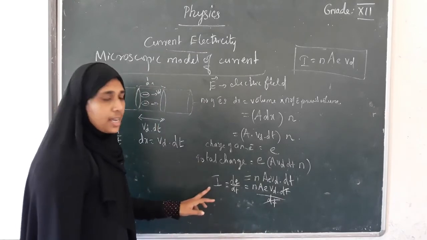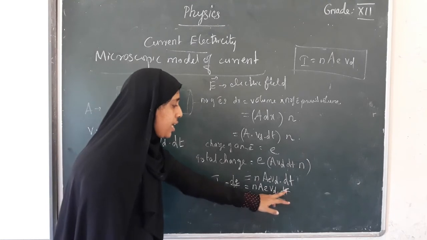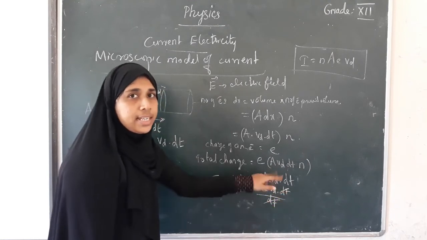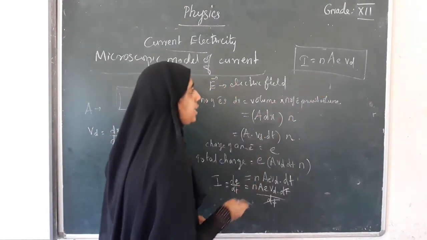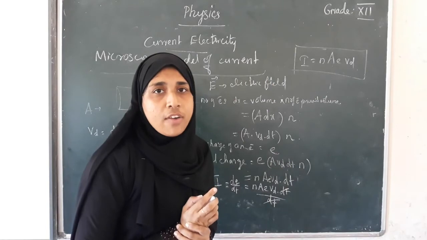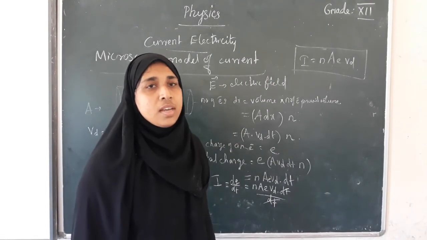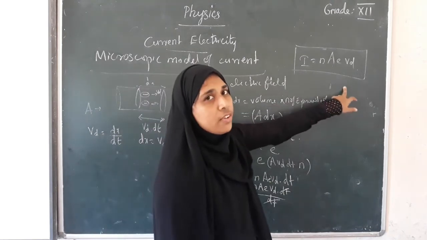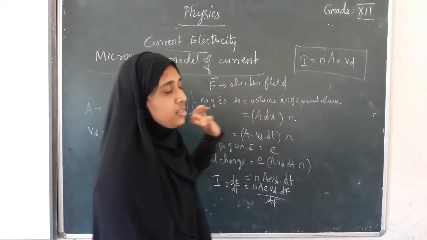What is current? I is equal to dq by dt, that is equal to n A e Vd dt by dt. So, dt gets cancelled. We will be getting I is equal to n A e Vd. So, this is known as the microscopic model of current. I is equal to n A e Vd.